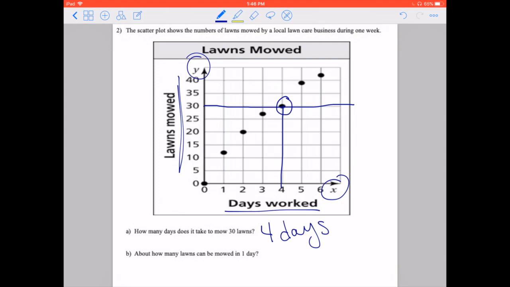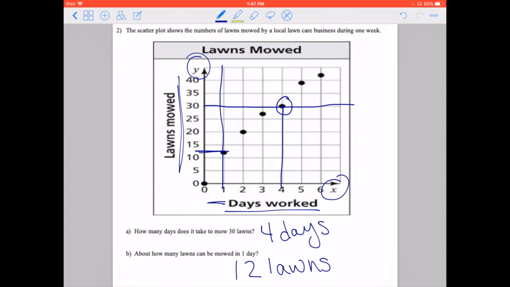The next question says, how many lawns can be mowed in 1 day? So again, we're taking 1 day on the x-axis, marking a line up. If you look at that, I would say that's about 12 or 13 lawns. We can just estimate. Again, when you have the test, it'll be multiple choice, so it'll be a little easier. When it's just fill in the blank like this, you can put 12, you can put 13. Either of those I think would be acceptable answers.